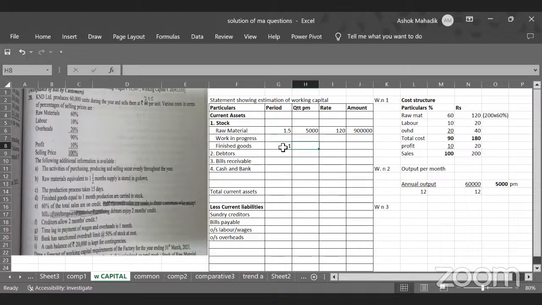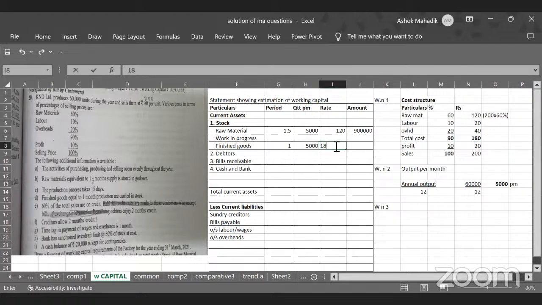Units per month are 5,000. Clear? Now finished goods means what? They are complete in all respect. All the amount is spent on them. So we must have incurred a total cost on them. Okay. So always remember, whenever you are calculating finished goods, take total cost.